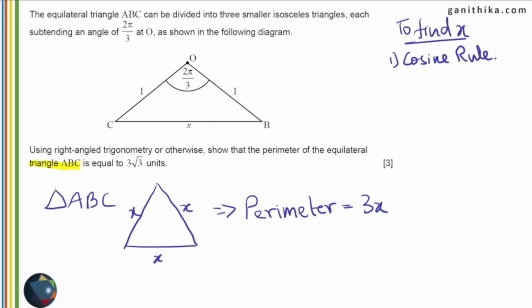Let's first use cosine rule to find the value of x. So, using cosine rule on OCB, x will be equal to square root of 3.